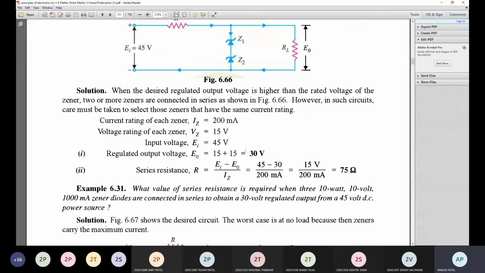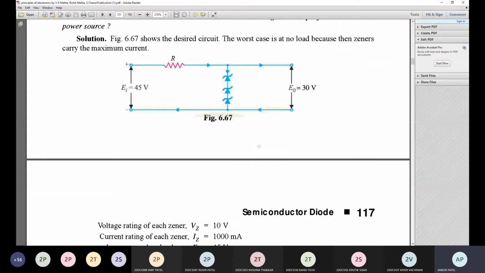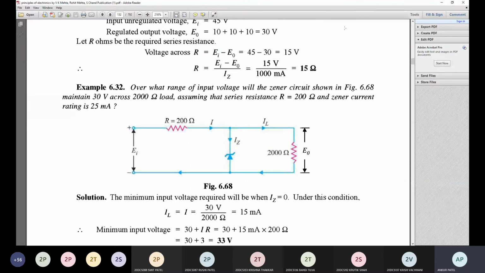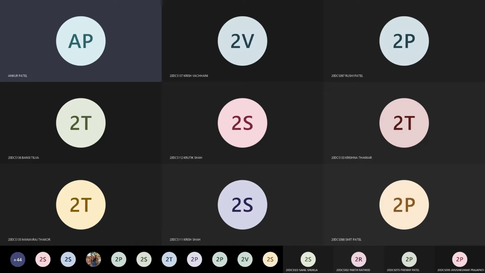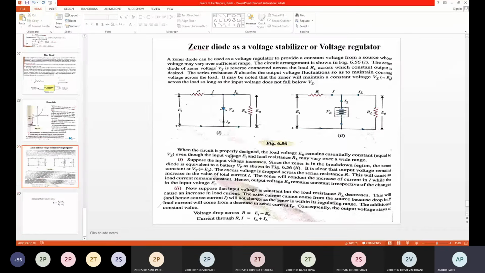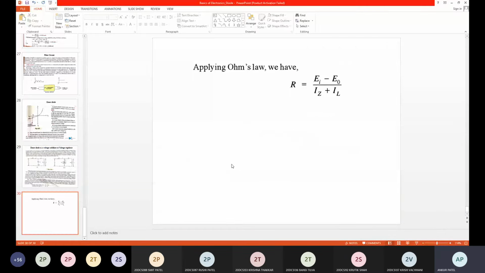I will provide additional examples also for your practice. I have completed the PN junction diode, its applications, filter circuit, and Zener diode, its application and examples. I will add some of the examples in the presentation, so we'll do it by your end.